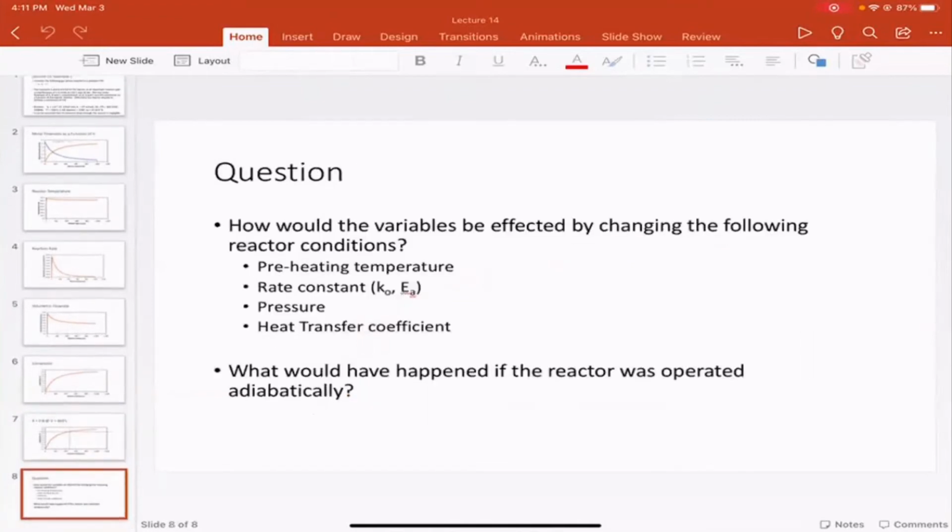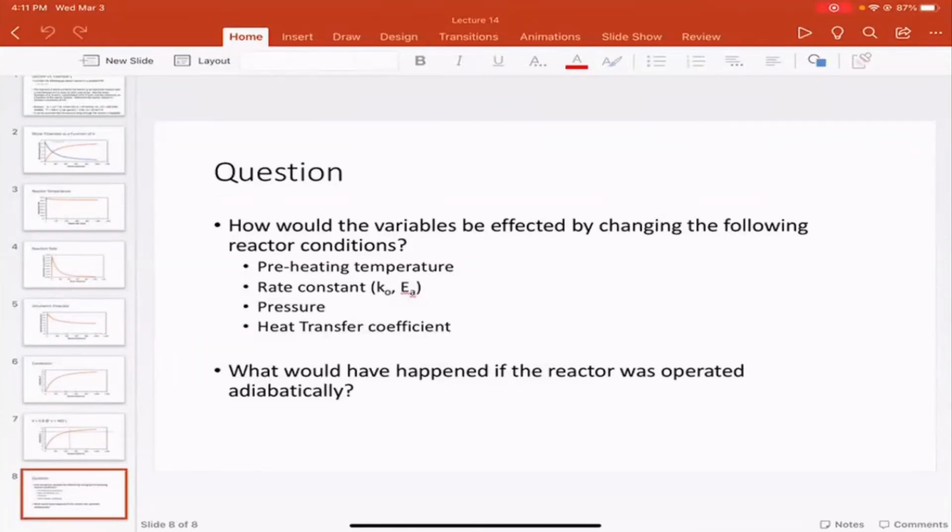So once you go ahead and you set up the Excel spreadsheet that I showed, there are some really interesting questions that you could start to explore and to answer on your own. And the first one is, how do the process variables affect the reactor conditions, right? Or how can you change the reactor conditions and then observe how the concentrations, the conversion, the temperature, and so on are changed? And we could change the preheating temperature of A and B, right? Or the initial temperature. We could change the rate constants. We could change the pressure. We could change the heat transfer coefficient.